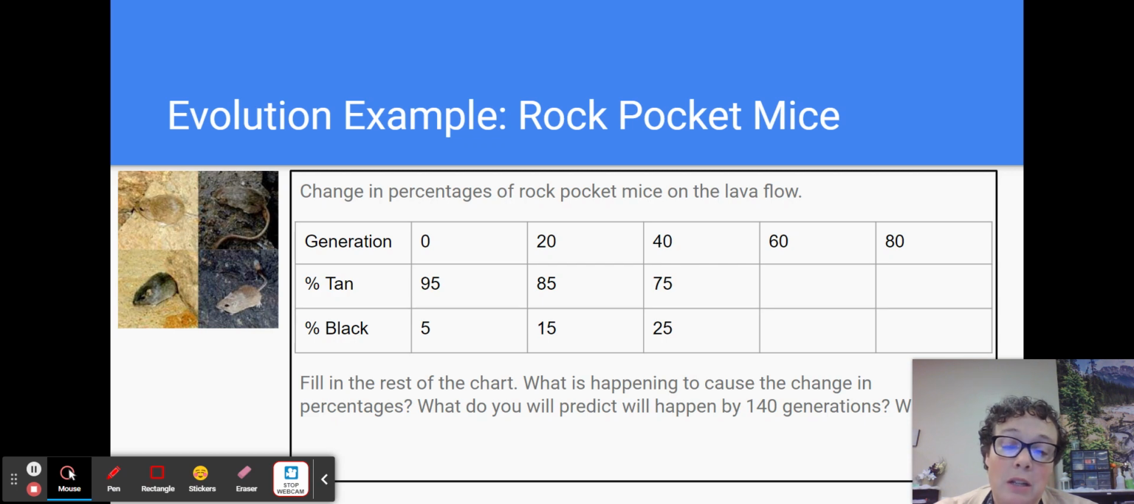What was happening to cause the change in percentages? And then, what do you predict will happen in 140 generations? What would the percentages be at that point? And why do you think so?